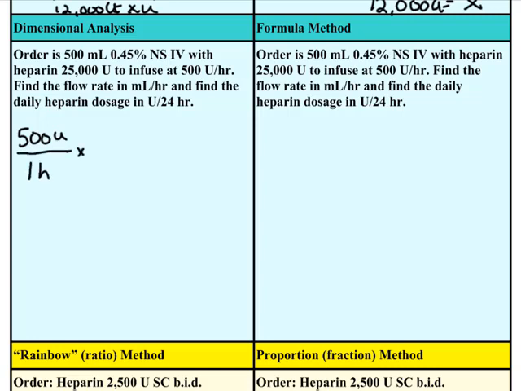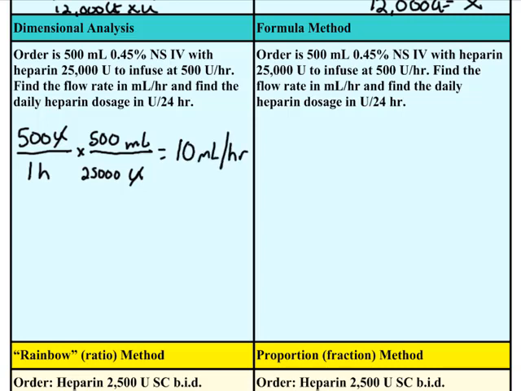They want us to convert units per hour to milliliters per hour. Ours is already at the bottom, so the only thing we need to do is find a conversion between units and milliliters that will cancel out our units and leave us with milliliters per hour. And we can see from the problem that there's 500 milliliters and 25,000 units. Units cancel. We end up with 500 times 500 divided by 25,000, and we discover we have 10 milliliters per hour.